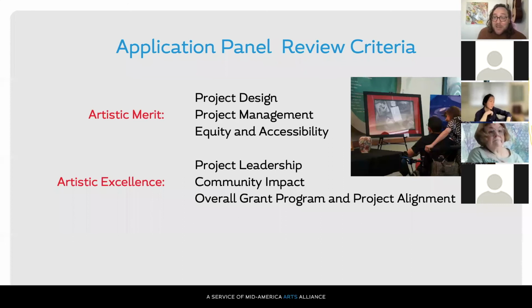Now that you know what kind of projects we are looking for, we can now talk about how we will be evaluating applications. This next slide has a picture of two people viewing art together, as well as headings of our application review criteria.